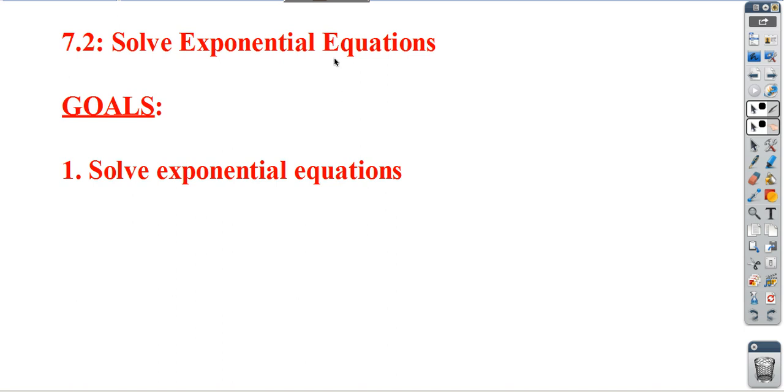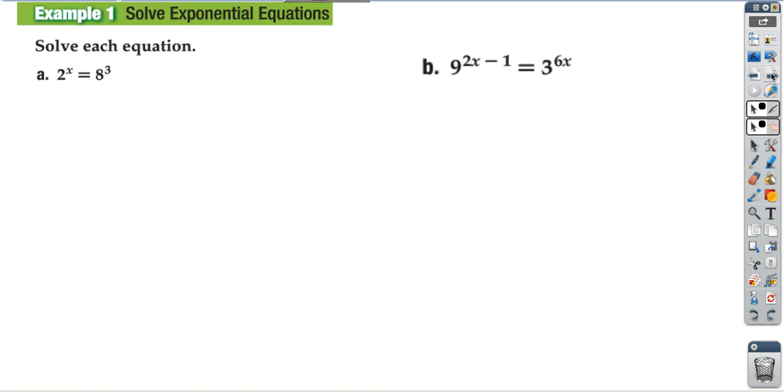Alright, section 7.2, just following up on 7.1, which was on graphing. 7.2 is on solving exponential equations, and that generally means using algebra instead of graphs. So that is what we'll do today. So how do you solve these equations?